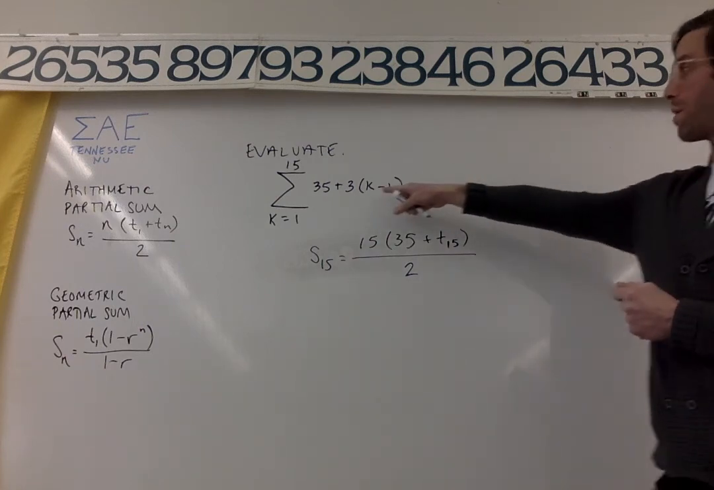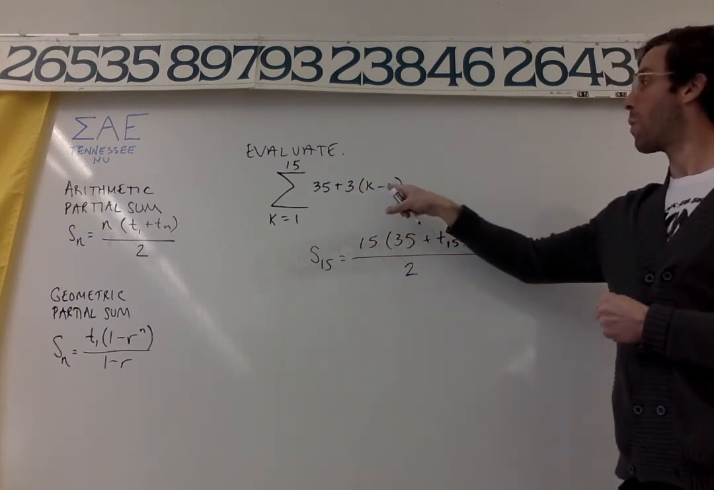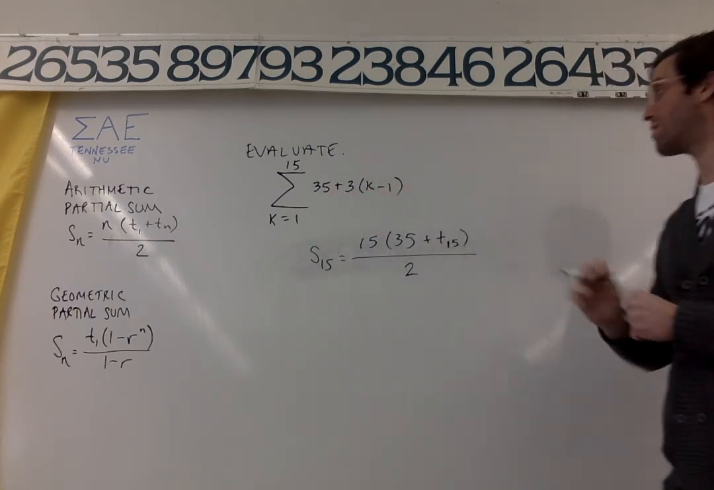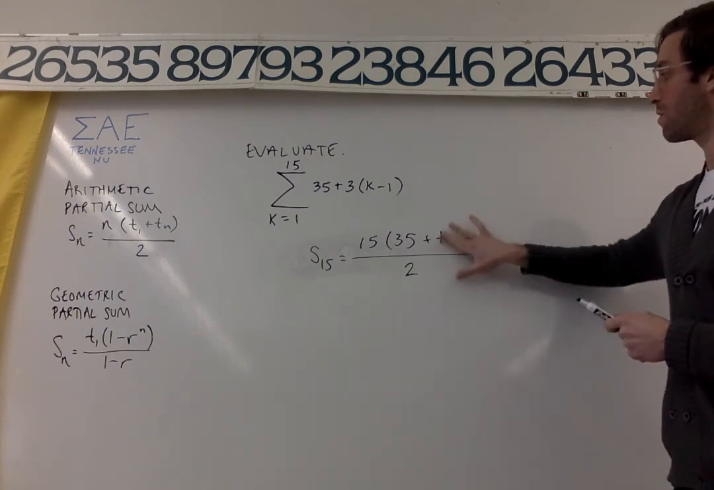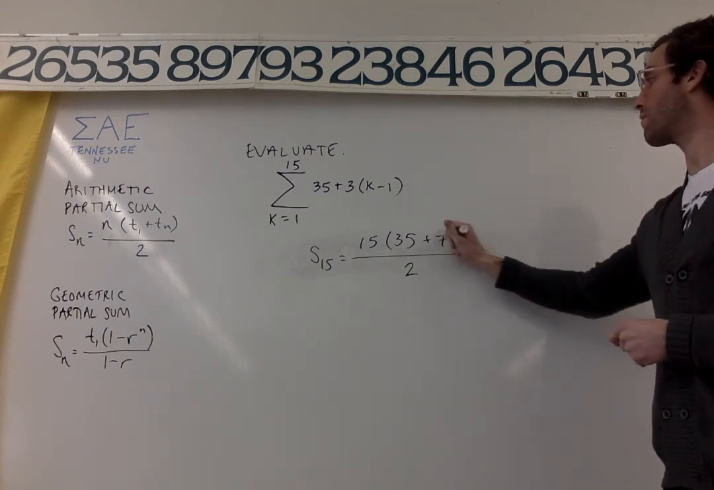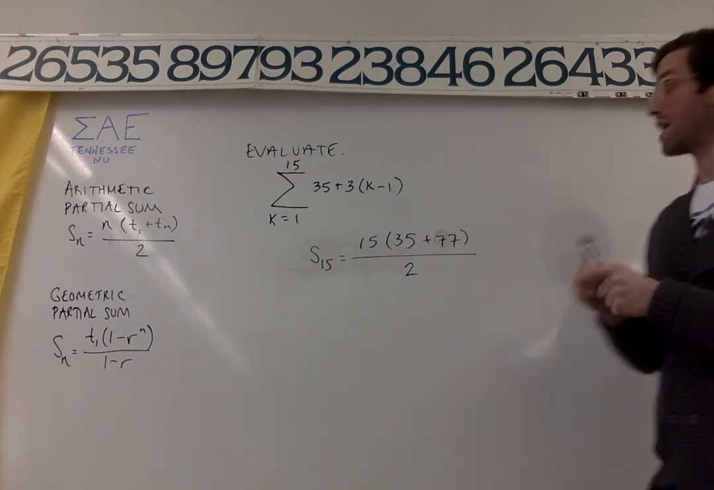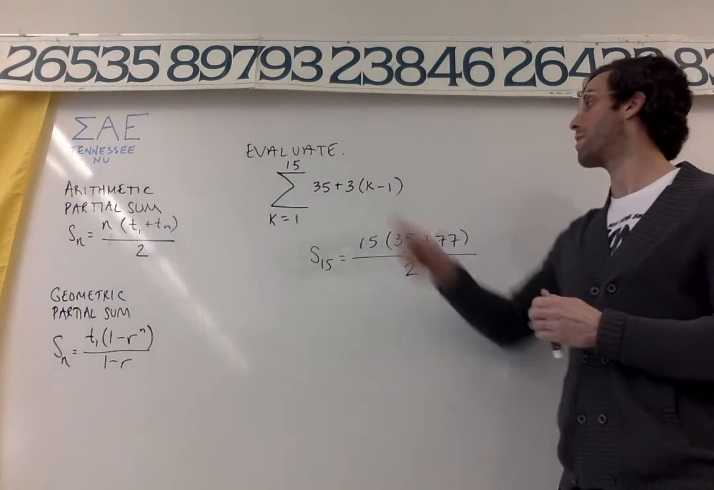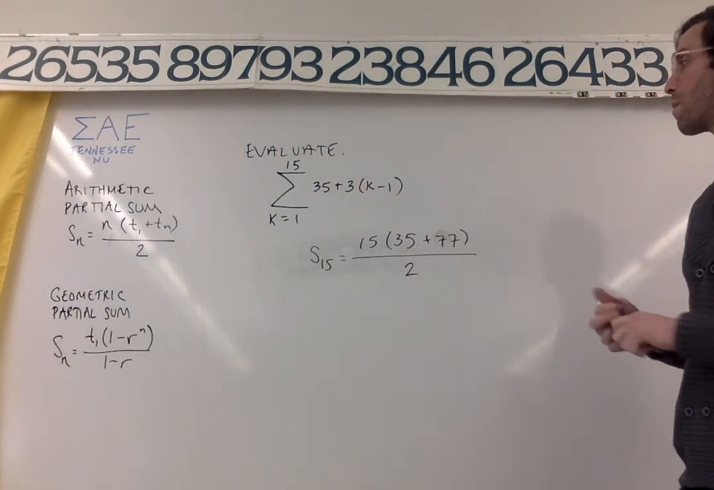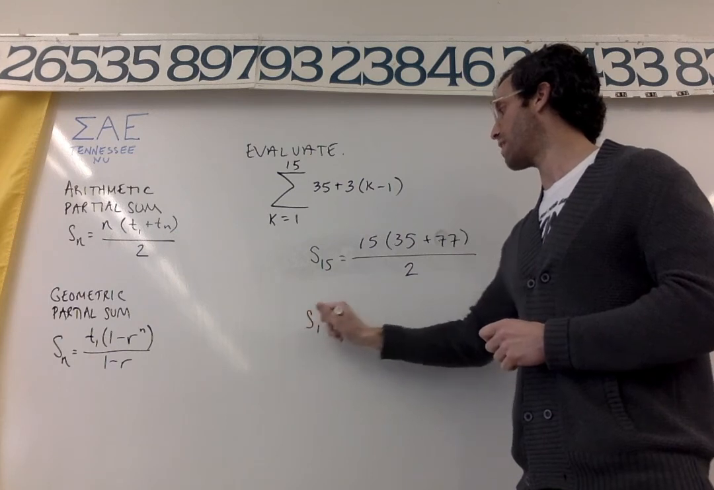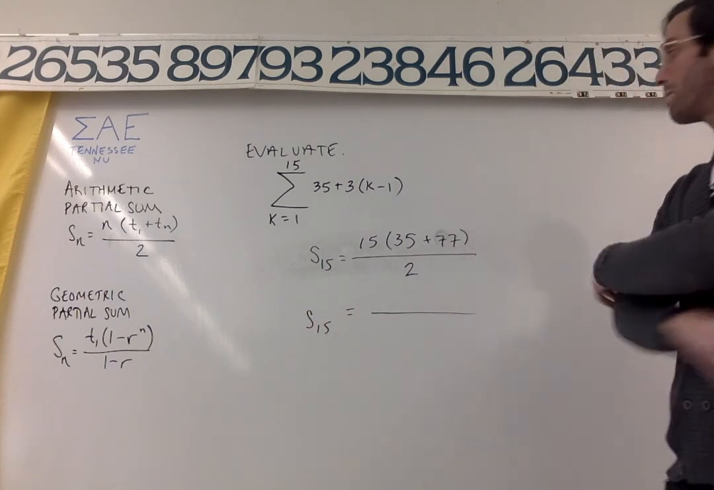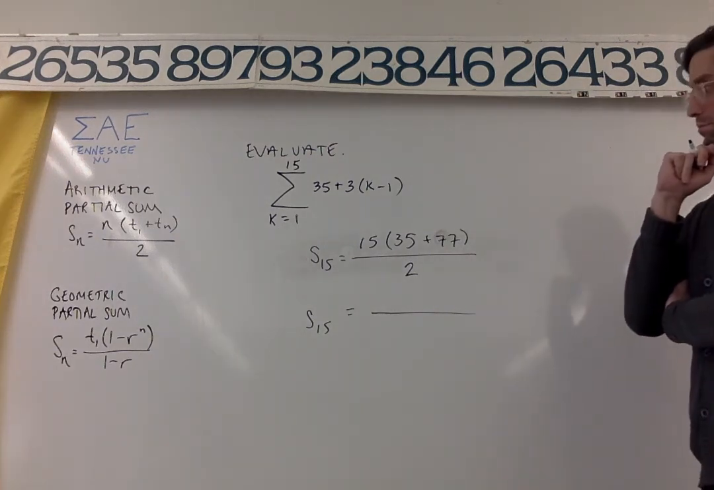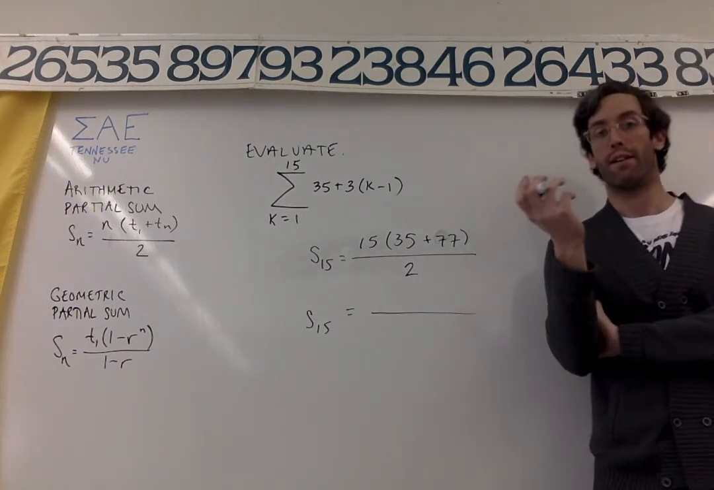So essentially, we plugged in 1 and got 35. We plugged in 15, and we got 42 plus 35, which was 77. So that's what we're putting in there. In these problems, you do need to do a little bit of calculation to figure out the value of the nth term in the sequence, that last term in the partial sum. So we have the first term, the 15th term, add them up, and then multiply by 15, divide by 2. 35 plus 77 is 112, I think. 112, right?